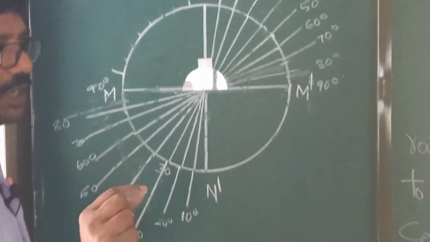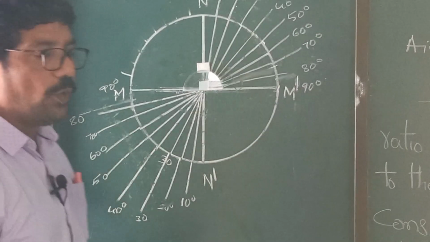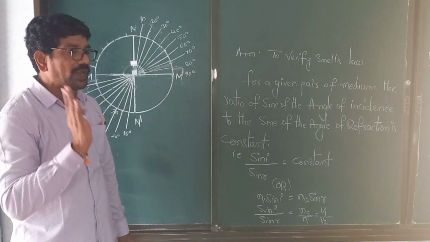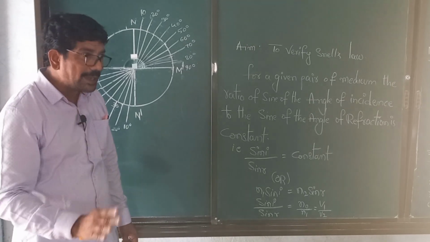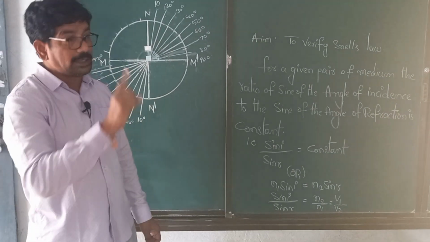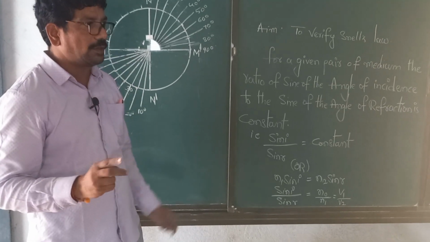How much? 1.5. So with this experiment, we proved that the ratio of the sine of the angle of incidence to the sine of the angle of refraction is always constant for a given pair of media and for the given color. That is also important, for the given color. Are you clear about that?